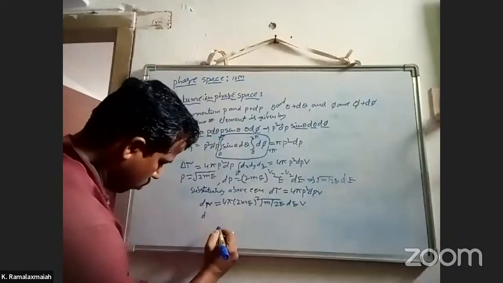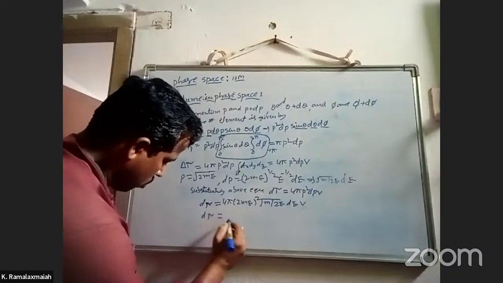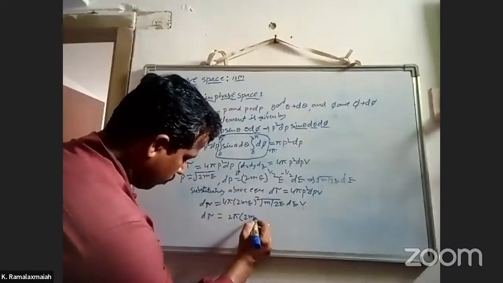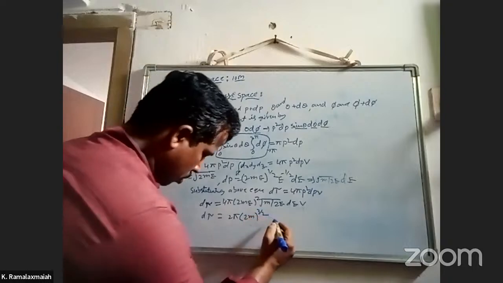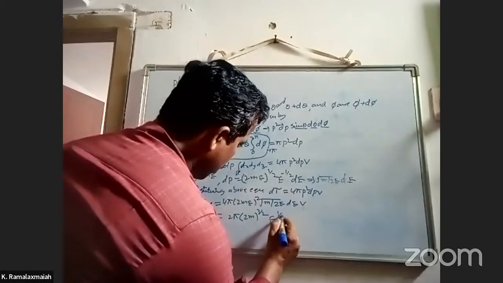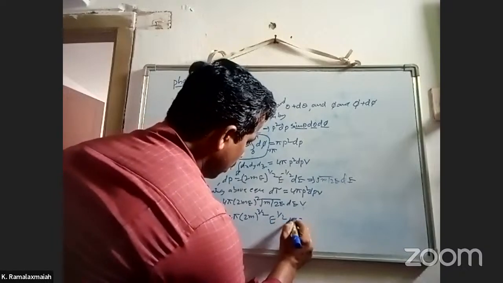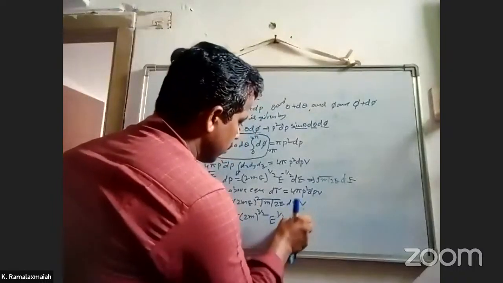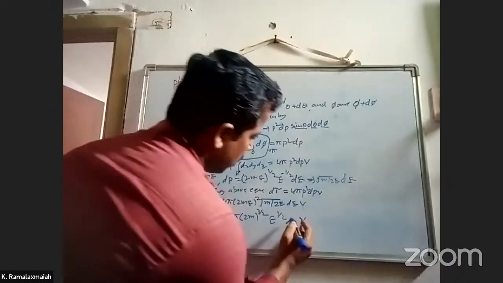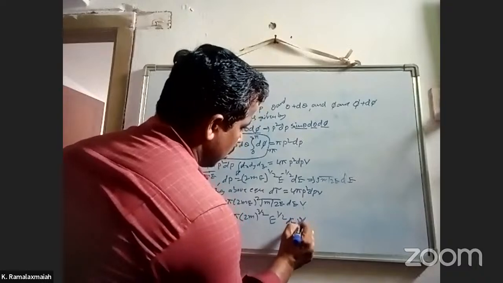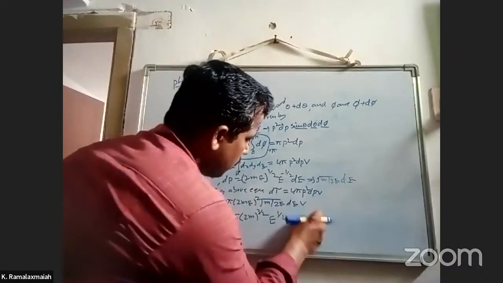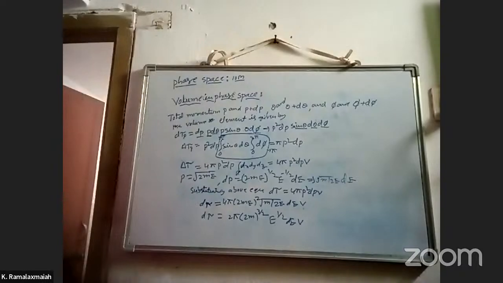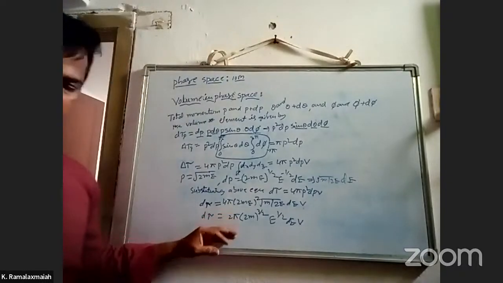d torque is equal to 2 into 2m to the power 3/2 E power of 1/2 dE v. So this is the initial equation.